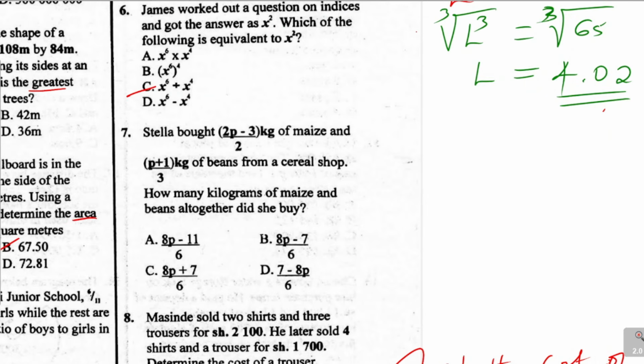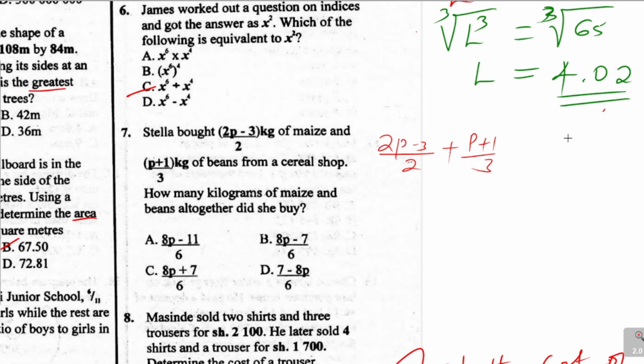So we go to the next one, that is question 7. Question 7. Stella bought (2p minus 3) divided by 2 kg of maize and (p plus 1) divided by 3 kg of beans from a cereal shop. How many kilograms of maize and beans altogether did she buy? So you simply require to add these. So the kilograms of maize, which is (2p subtract 3) divided by 2, you add with the kilograms of beans, which is (p plus 1) divided by 3.